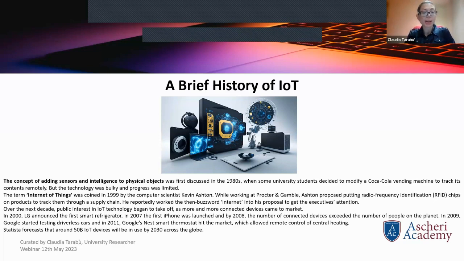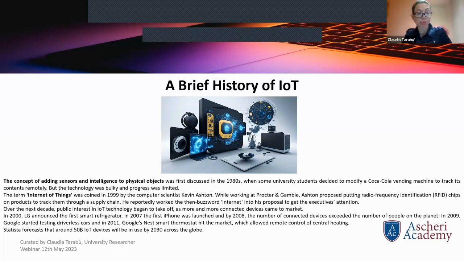The term Internet of Things was coined at a later stage, in 1999, by the computer scientist Kevin Ashton. He was working at Procter & Gamble, and he proposed to put radio frequency identification chips on products with the scope to track them through the entire supply chain. And then he added the meaningful word internet into his proposal in order to receive the attention of managers, executives, and experts. Over the next decade, the public interest in IoT technology began to take off as more and more connected devices came into market.